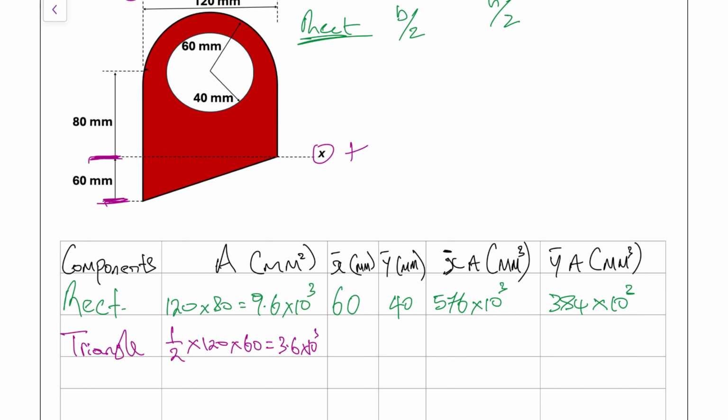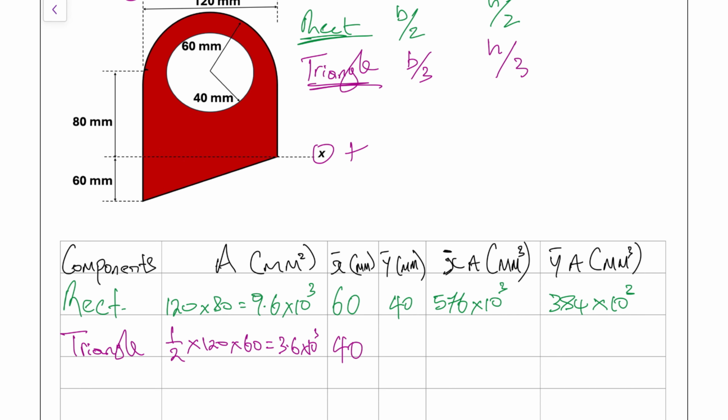So we're going to get our X bar, Y bar for our triangle now. For the triangle, our X bar, Y bar will be different. For this one, we're going to be doing the base divided by 3, and we're also going to do the height divided by 3. So when we go to the X bar, it's going to be 120 divided by 3, and that will give us 40.